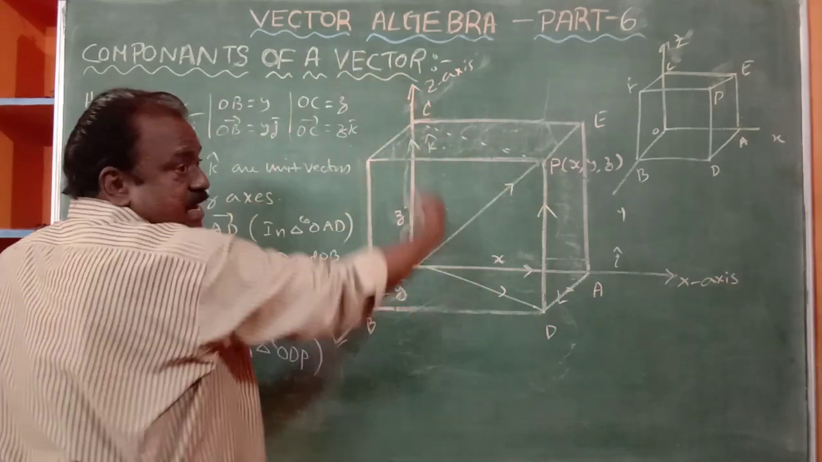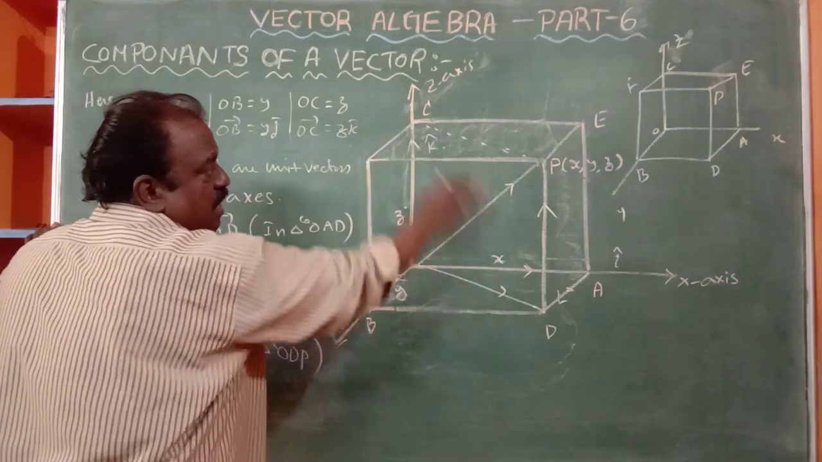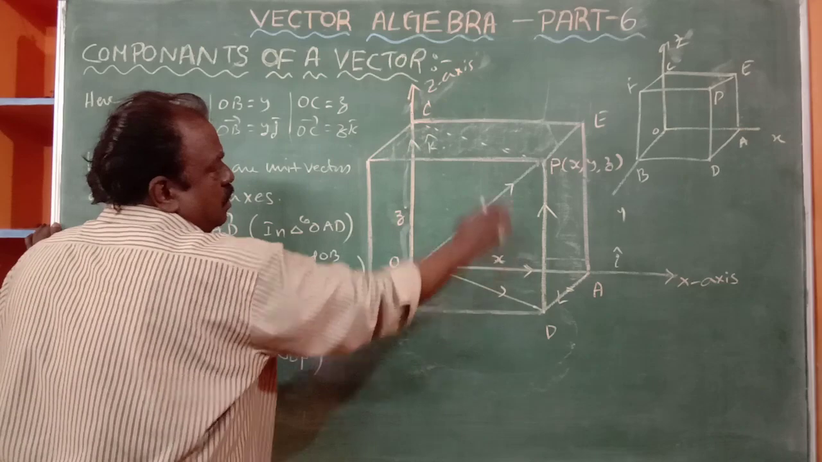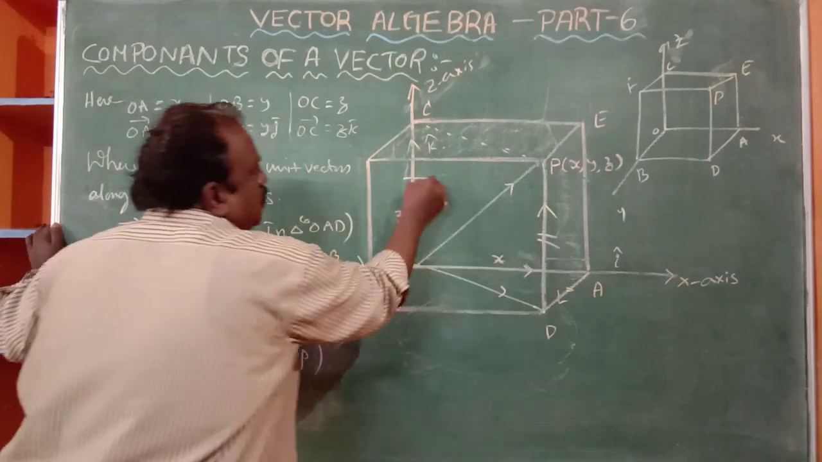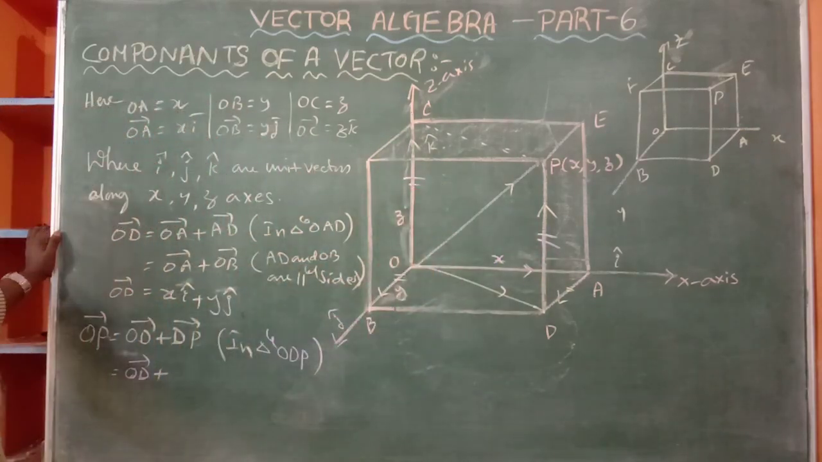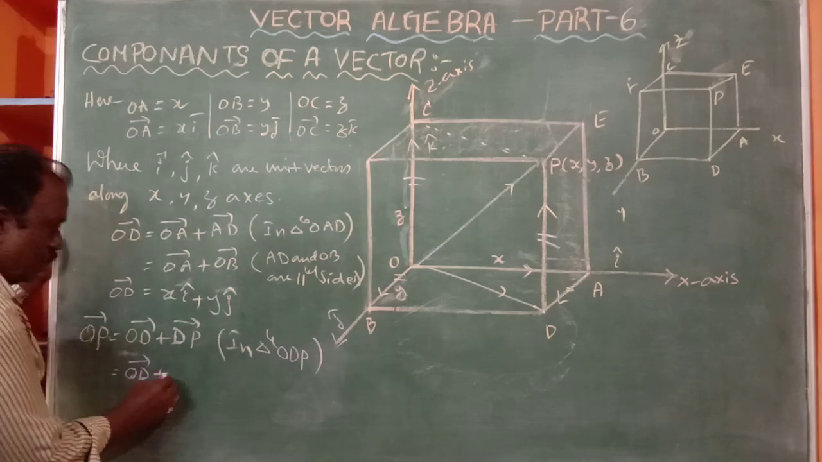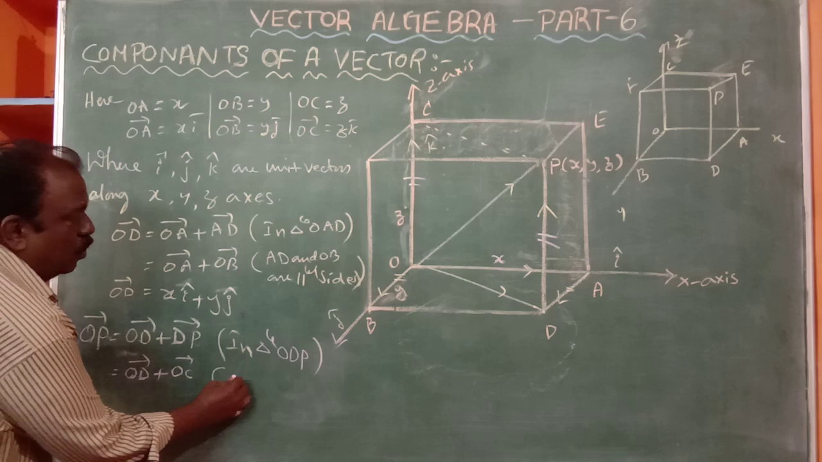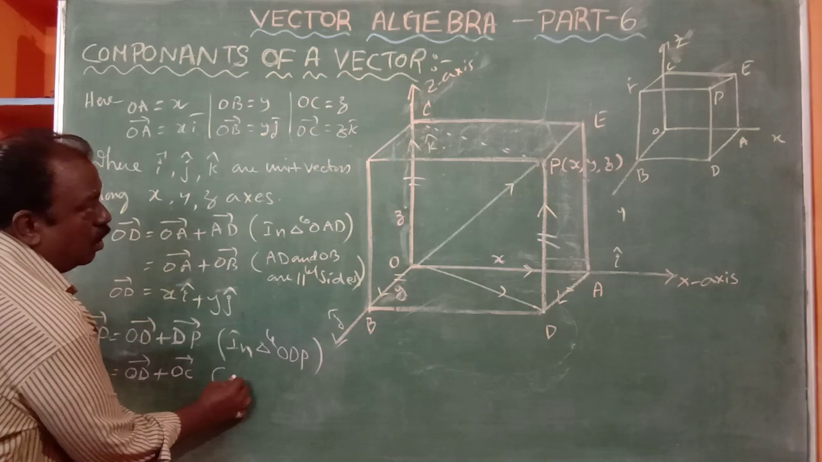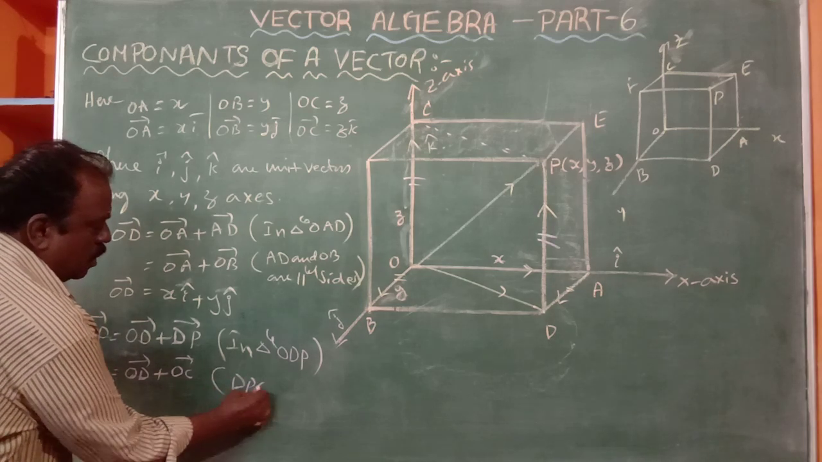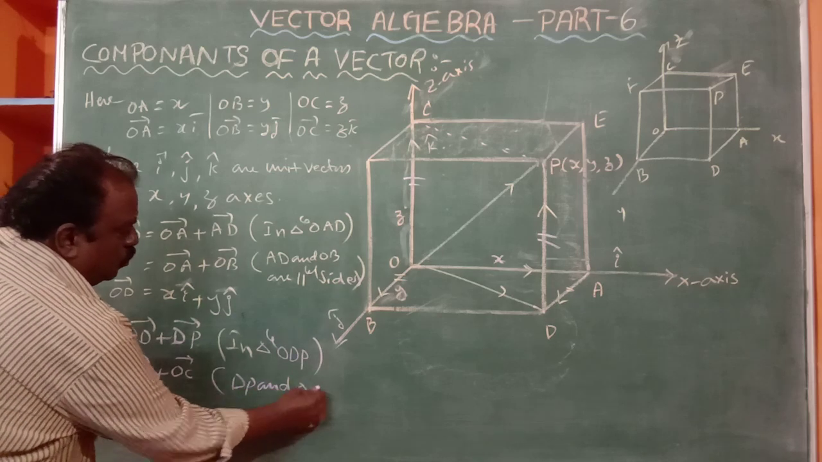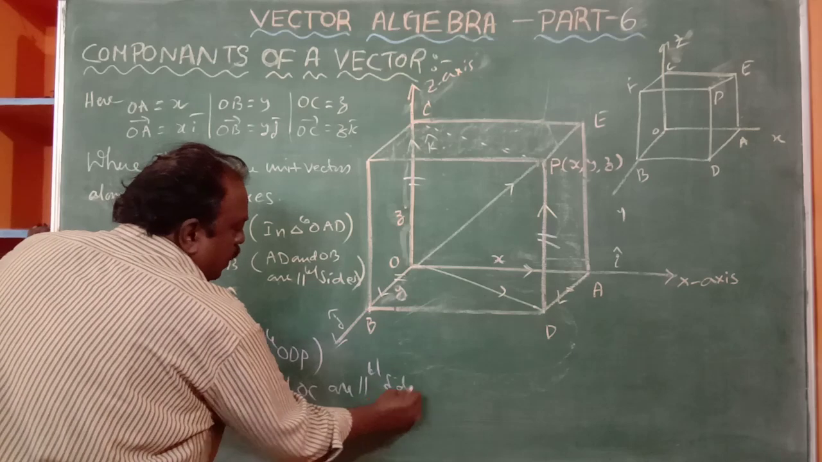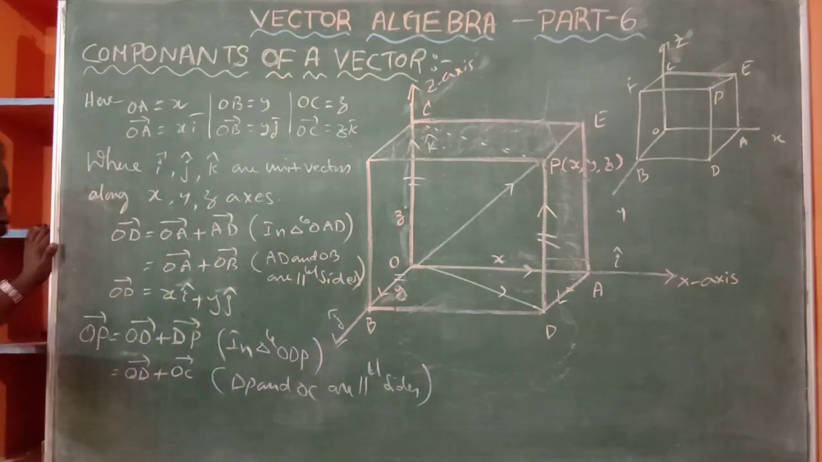DP bar is nothing but, say, ODPC, it is cut diagonally. It is also a rectangle. You try to understand it. ODPC is a parallelogram. It is parallel to and equal. DP is nothing but OC. Here also DP and OC are parallel sides.